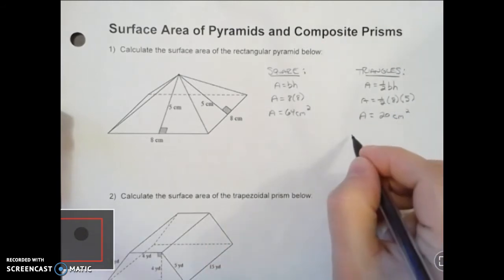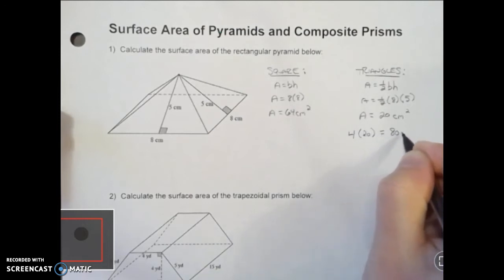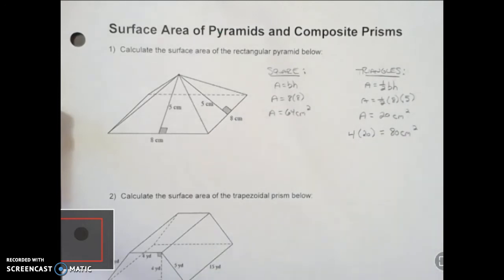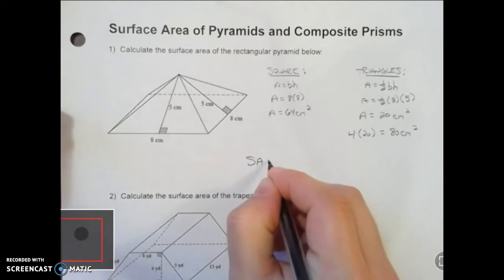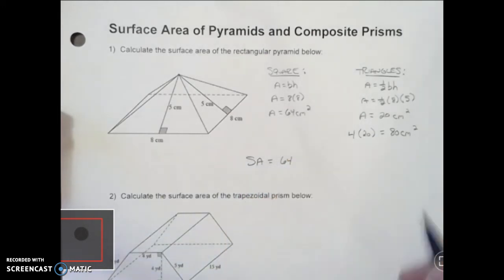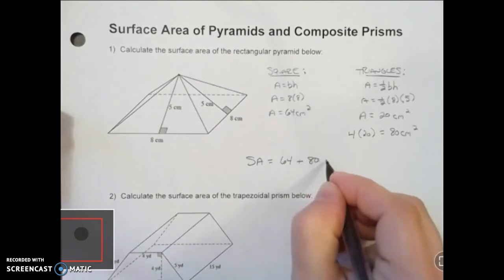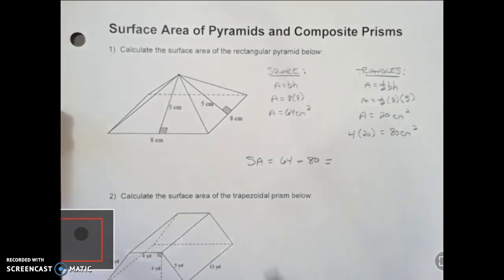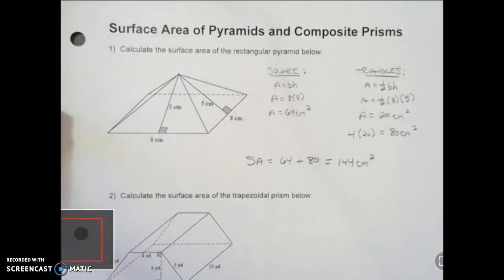We know that there are 4 triangles, so we're going to do 4 times 20, which is going to give us 80 square centimeters for the area of the 4 triangles combined. Now to find the total surface area, all we need to do is combine our area of the square base and the area of the 4 triangles, and that's going to give us 64 plus 80, which is 144 square centimeters.